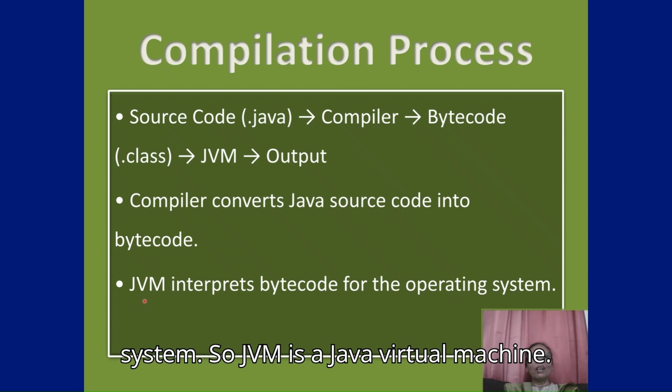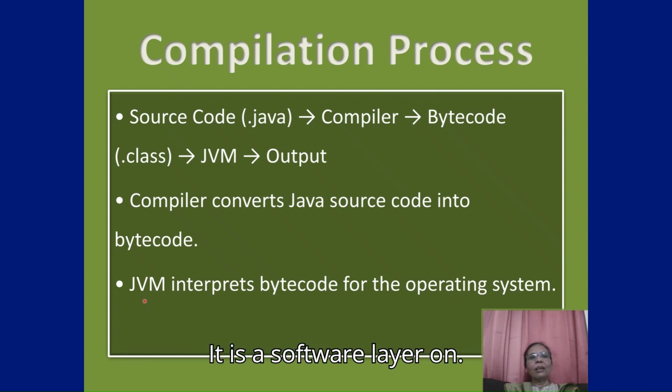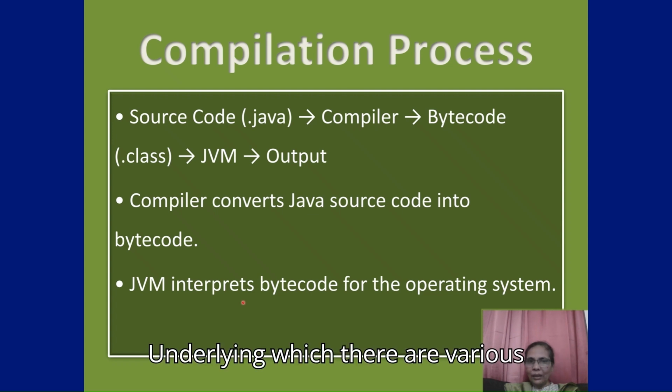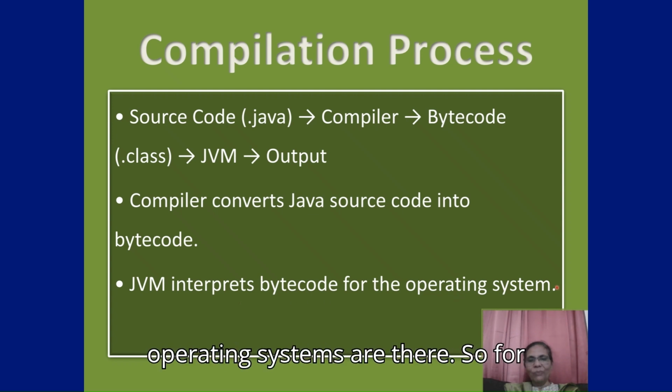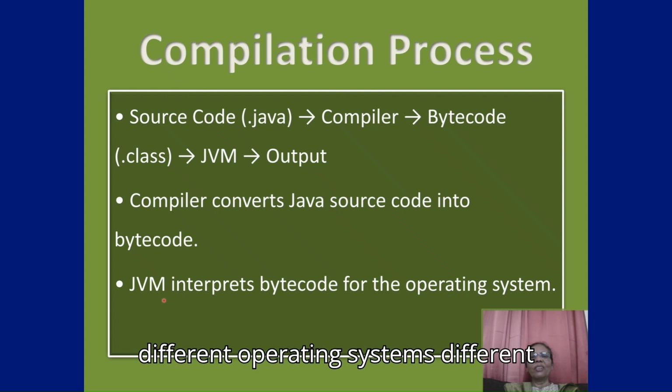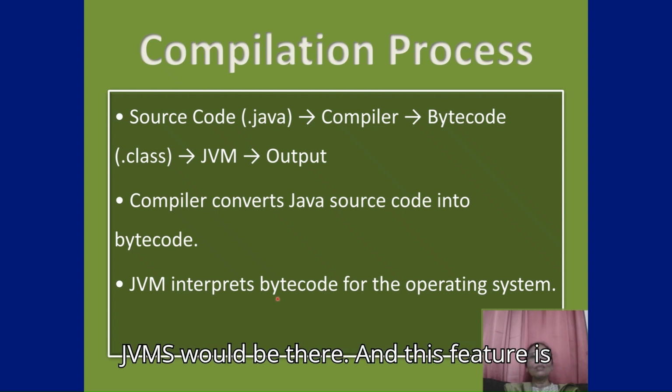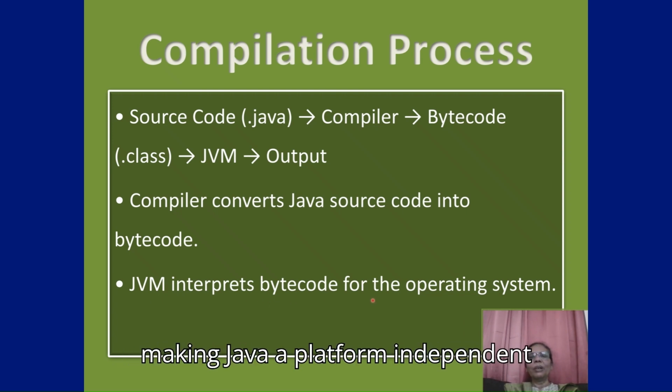So JVM is the Java Virtual Machine. It is a software layer on top of the underlying various operating systems. So for different operating systems, different JVMs would be there. And this feature is making Java a platform independent language.